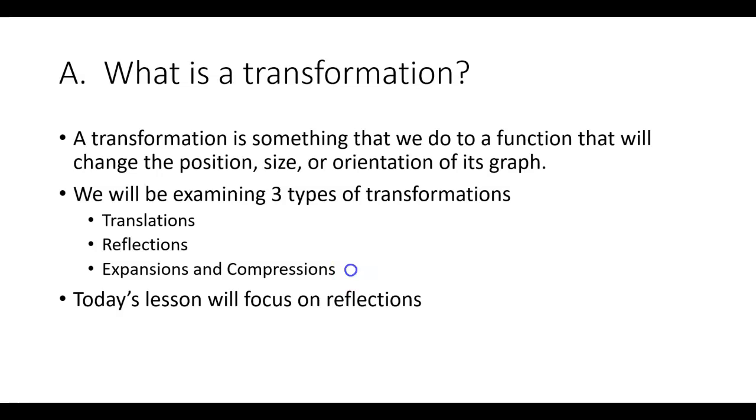It could change its position. It could change its size or its orientation. Now, if you don't know what the word orientation means, that's actually what I meant by reflection. It changes which way it's going. Orientation is direction it's going. So it could change where it's at, its position. So you could actually move a graph.